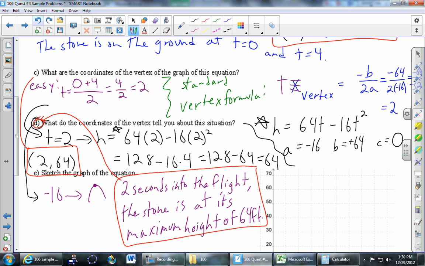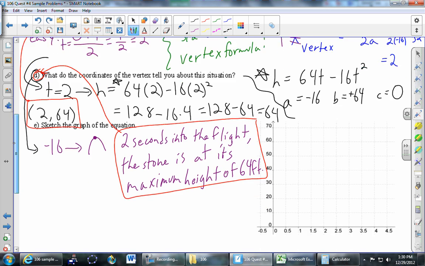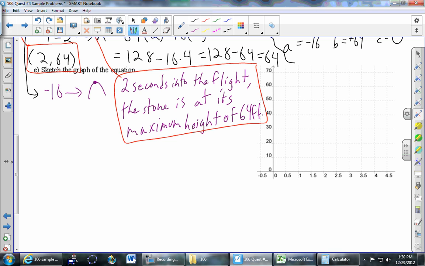So part E, sketch the graph of the equation. So all we have to do is plot the points that we've already found. So we started with the t-intercepts. We had one at 4, 0. We had another one at 0, 0. We've discovered the vertex is at 2, 64. So we go to 2 and then up to 64. We'll have to estimate here right around there. And then we'll connect the dots and make our parabola.